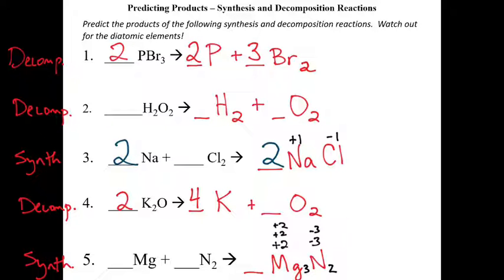So with synthesis, you may have to worry about charges coming together to add up to 0 for your product. With decomposition, you might have to watch out for your diatomics. This one should be not too bad to balance. How can I balance this reaction? How many magnesiums? The 3 magnesiums there. And then the nitrogen's taking care of itself, hasn't it? All right, so that's something I just wanted to go over.